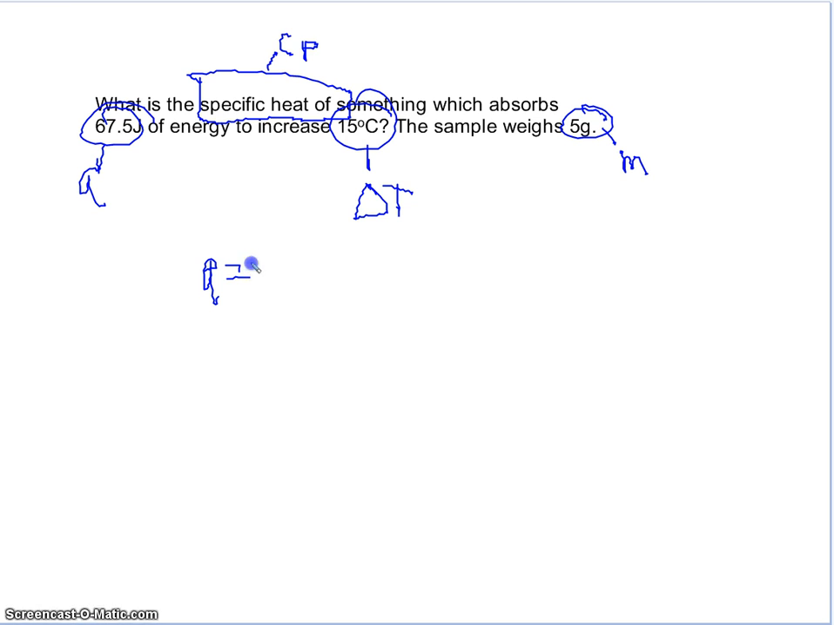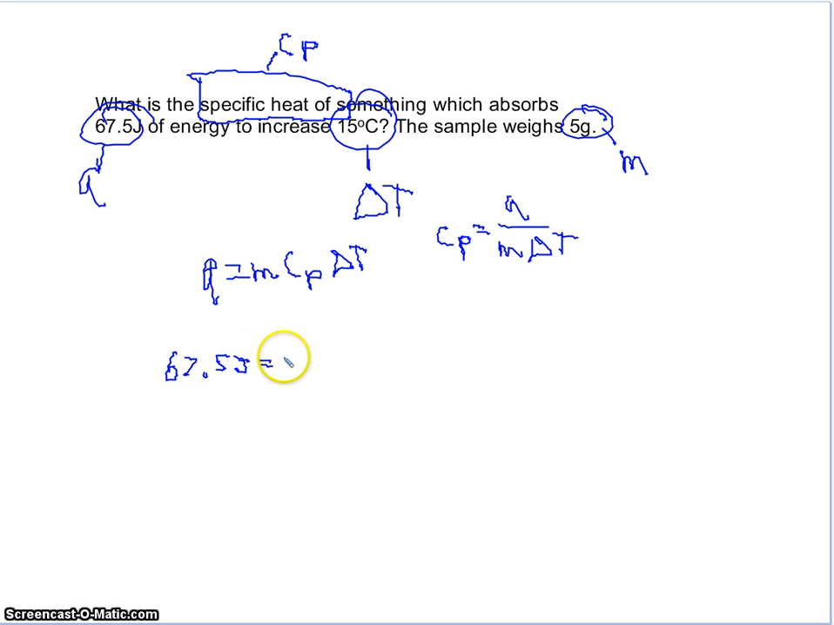So we have Q equals m Cp delta T. You could do algebra and rearrange this to get Cp equals Q over m delta T and then plug in. Most students have more trouble doing algebra when there are no numbers, so for most of you I'm going to plug it in first, but if you're advanced, try rearranging it first. I think it's easier. So 67.5 joules equals m. Do we know m? Yes, we do. 5 grams. Times Cp. Do we know Cp? No, we're looking for Cp. Times delta T, 15 degrees C.